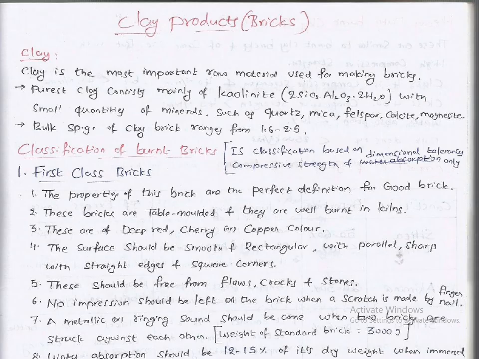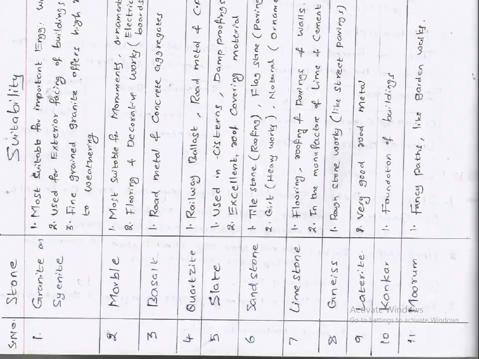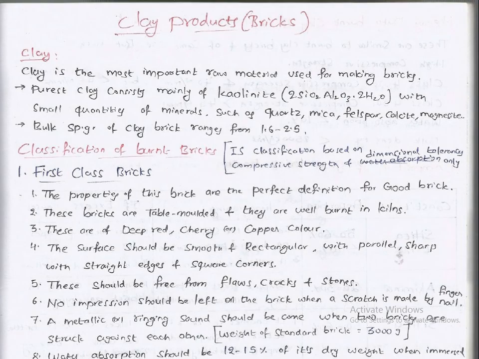Now we move on to clay products. Bricks. Clay is the most important raw material used in making bricks. Purest clay consists mainly of kaolinite, 2SiO2, Al2O3, 2H2O, with a small quantity of minerals such as quartz, mica, feldspar, calcite, and magnesite. Bulk specific gravity of clay bricks ranges from 1.6 to 2.5.